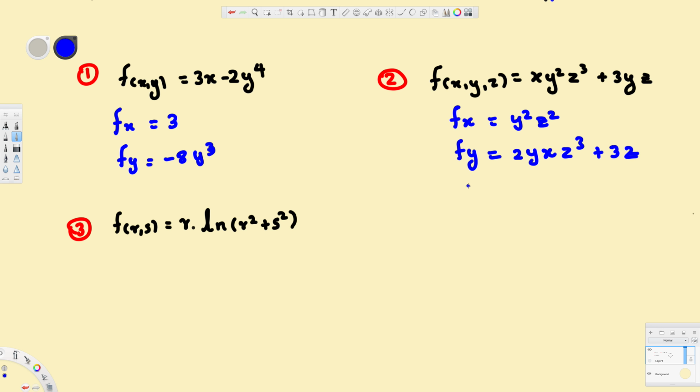And if I take partial derivative with respect to z, this is going to be 3z squared, and these two are constants, so that's going to remain the same, x y squared. And on the other side we have 1z, so that's going to become 1, so this is going to become 3y. Okay, so this is partial derivative with respect to z.